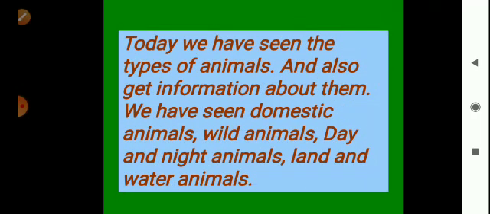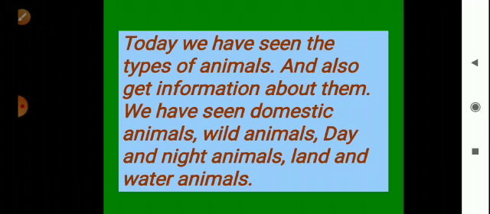So today we have seen the types of animals and also got information about them. We have seen domestic animals, wild animals, day and night animals, land and water animals also.